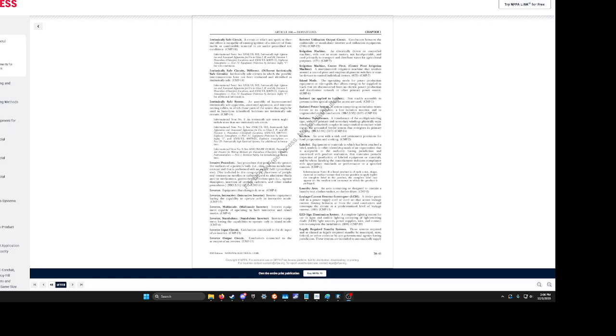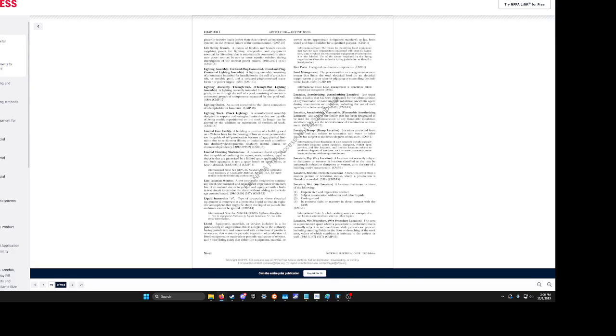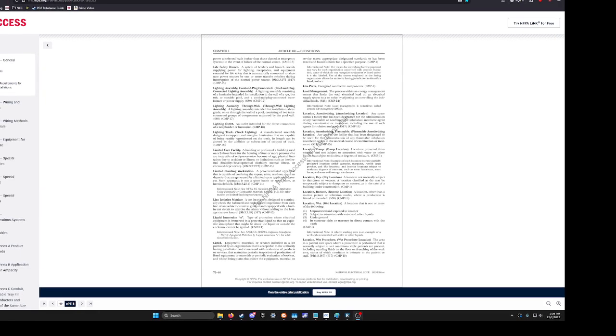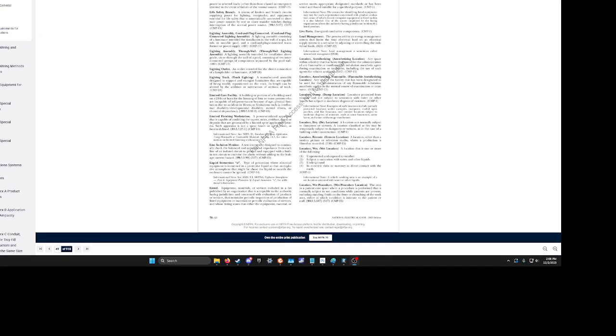Underneath that is laundry area, an area containing or designed to contain a laundry tray, clothes washer, or clothes dryer. So, pretty simple. Next page. Lighting outlets. An outlet intended for the direct connection of a lamp holder or luminaire. Pretty simple.